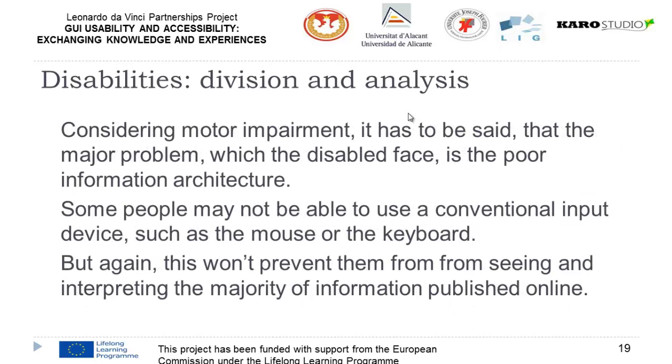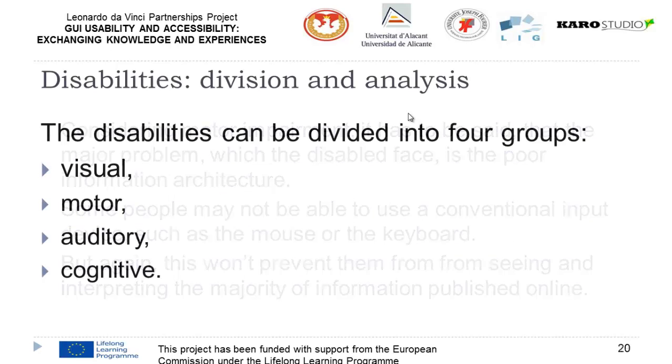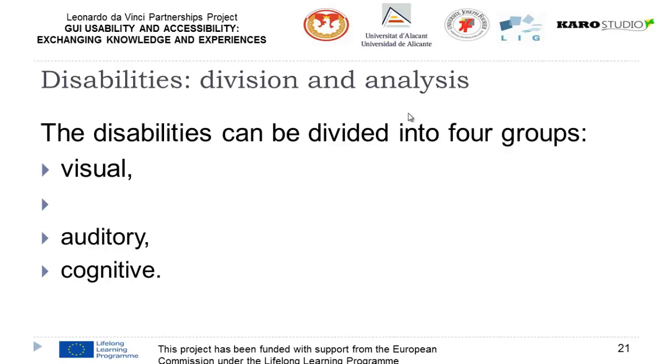Although, if we consider motor impairment, it has to be said that the major problem which the disabled face is poor information architecture. Some people with motor disabilities may not be able to use a conventional input device such as the mouse or the keyboard, but again, it won't prevent them from seeing and interpreting the majority of information published online. So, we can remove both motor and auditory disabilities from our list.